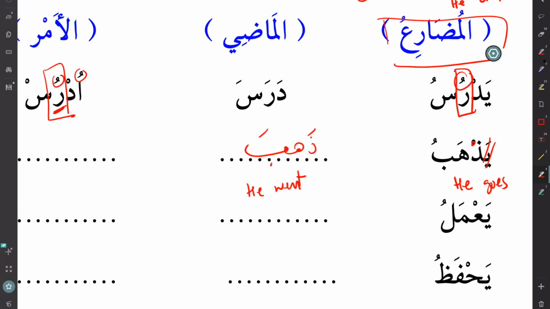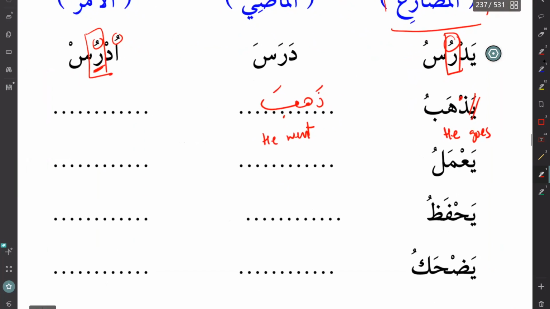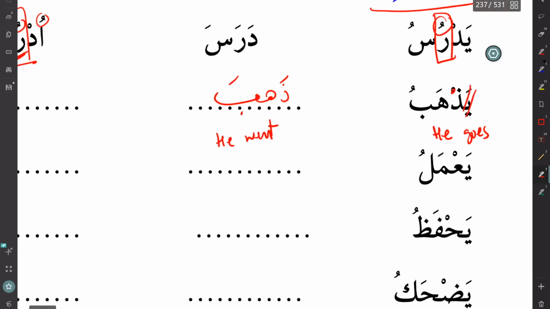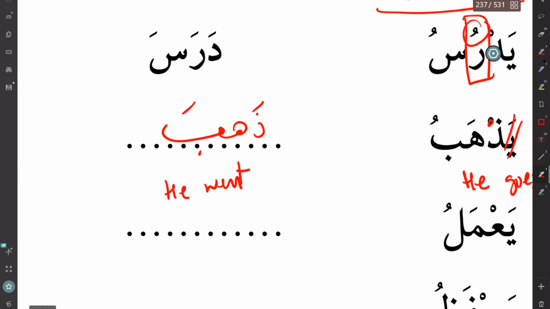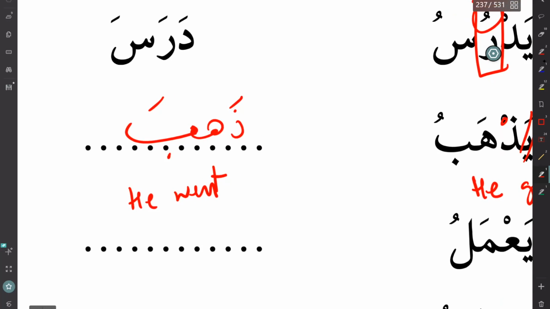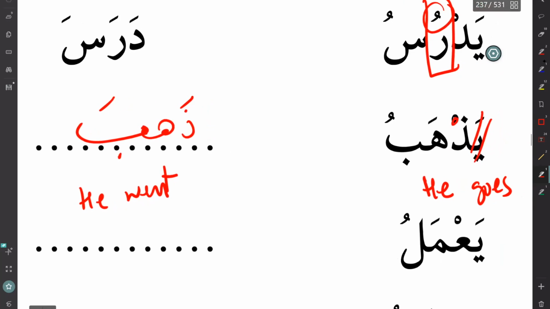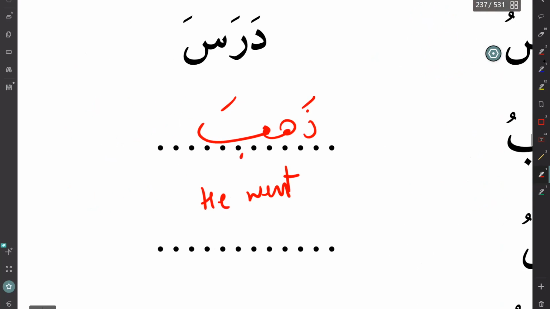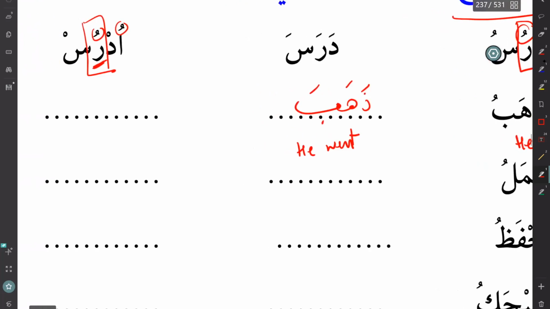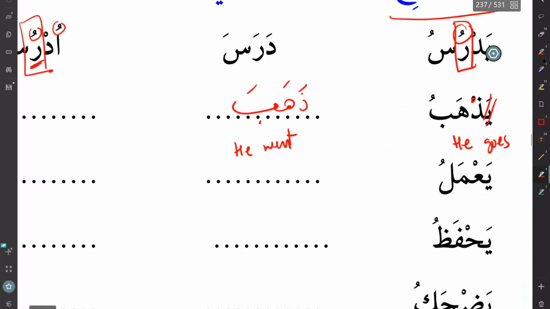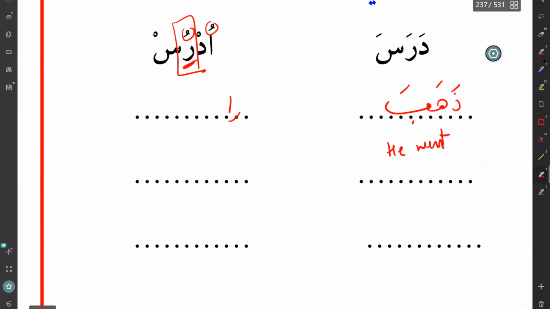Something you really have to know at this point. I don't think the book expects you to find out by yourself what to put. I think the book wants you to find out from the teacher or from the dictionary. This is something that you cannot find out by yourself. You have to know, right? So yadhabu, and the past tense is dhahaba. Dhahaba, yadhabu. So what is the command verb? Something that inshallah you should be able to do. It would be idhab.